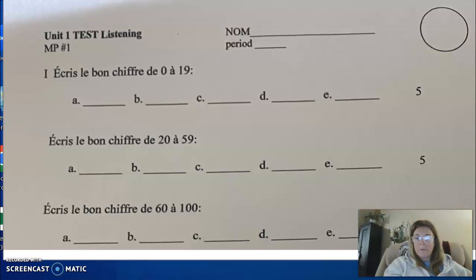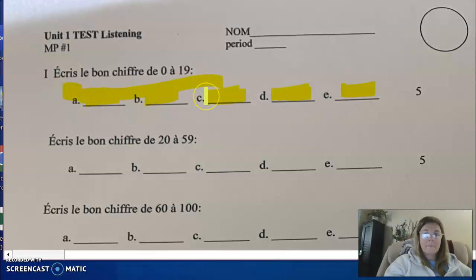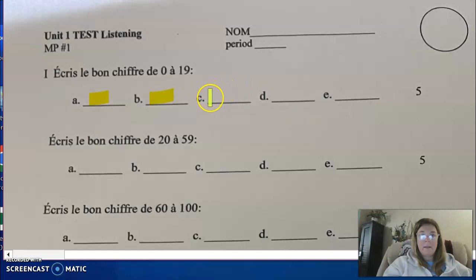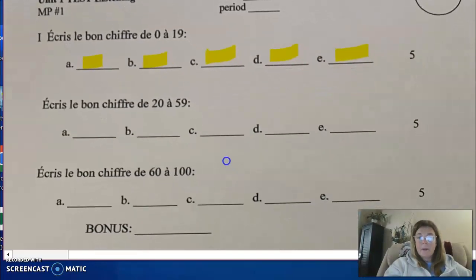The first group are numbers from 0 to 19. A is toi. B is 17. C is 12. D is 14. E is 19. All right, I'm going to repeat those. A, toi. B, 17. C, 12. D, 14. E, 19. Repeat as you need to.